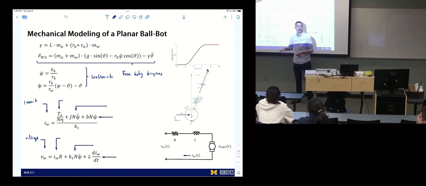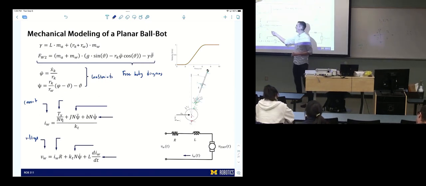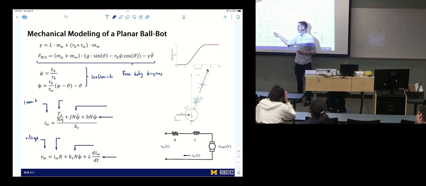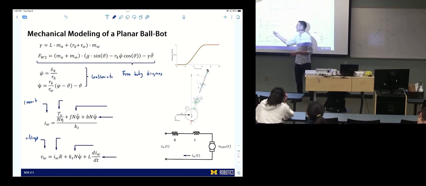What's Jn phi double dot? Torque required to accelerate the rotor's inertia. And this one is the torque required to overcome the viscous loss, the damping, the friction inside the motor. Then we divide everything by kT and it gives us the current. So all we had to do is get these correct, understand our coefficients, and we get the current.